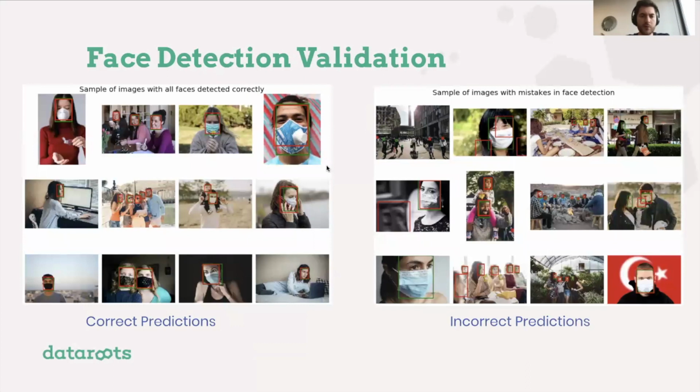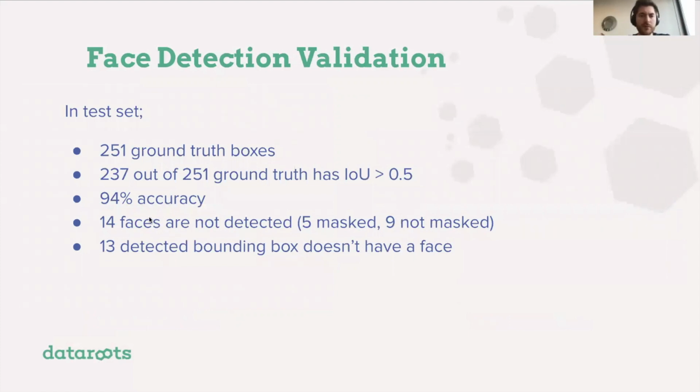And I want to show you some of the correct and incorrect predictions. In this case, for example, all the faces are correctly detected, and their intersection over union score is greater than 0.5. But in this case, for example, there's the ground truth box here, but the face detector couldn't detect the face. But also in here, there is no ground truth box, but the face detector says that there is a detected face here for some reason. But overall, the general performance of our face detection algorithm was quite good.